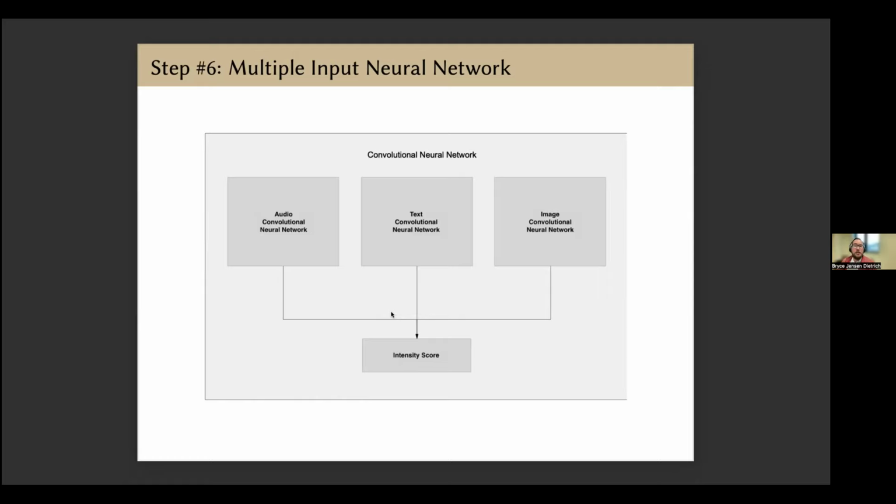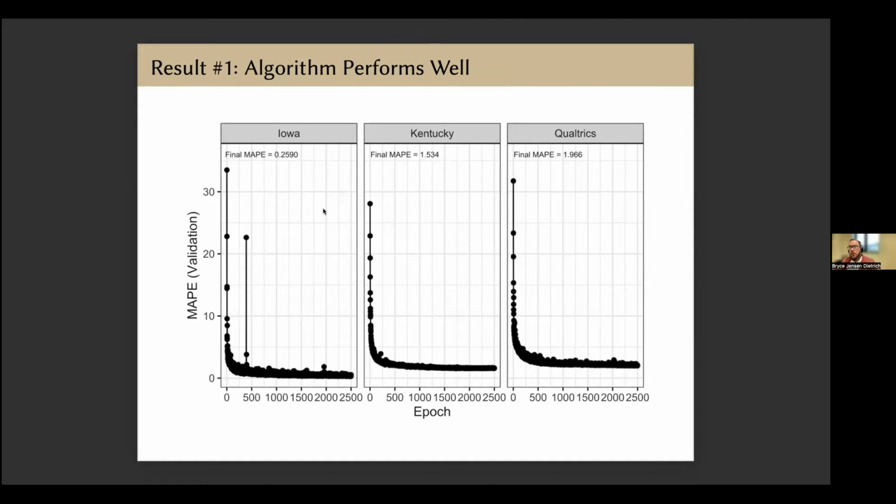So the loss function that we used for this model was the mean absolute percent error. There are other loss functions that you can use for continuous variables, but we found that this one worked pretty well for our purposes, and it's been used in a variety of sections of the literature.